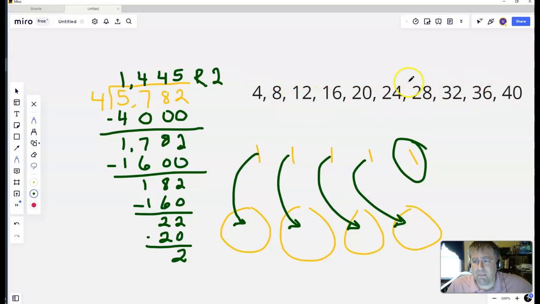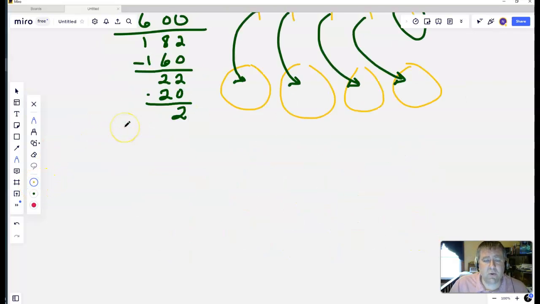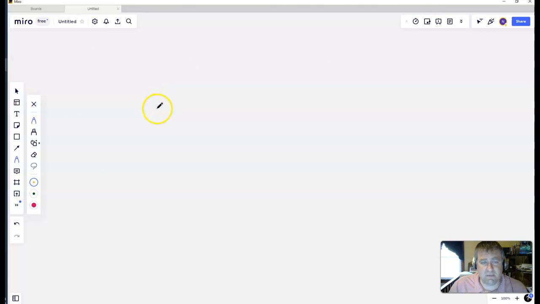Again, thinking about it this way, a slightly different angle than we've looked at before: just saying, how many times will 4 go into this? How many times will 4 go into this? And you can use your multiples of 4 to help you with that. Let's work through another example here real quick so you have this on video.